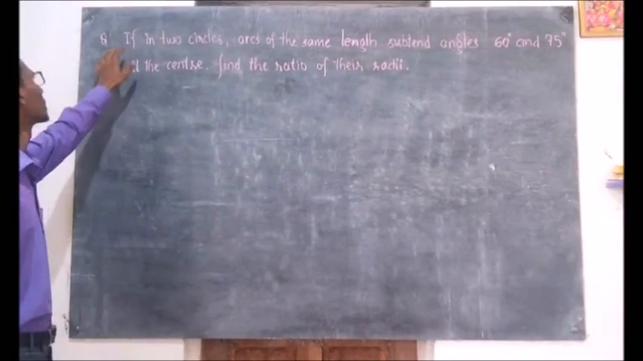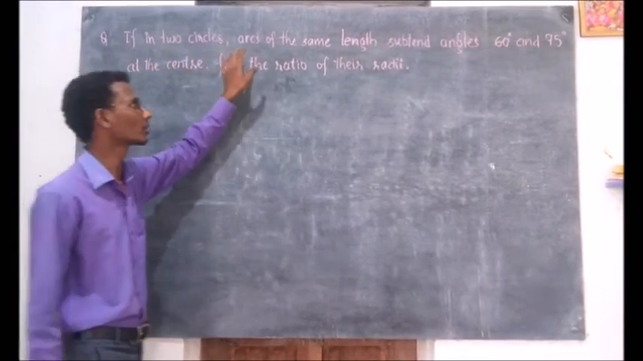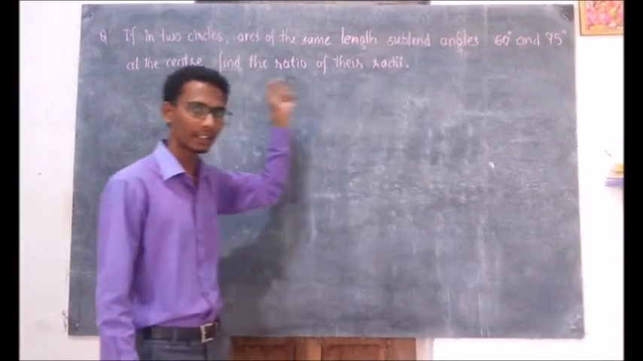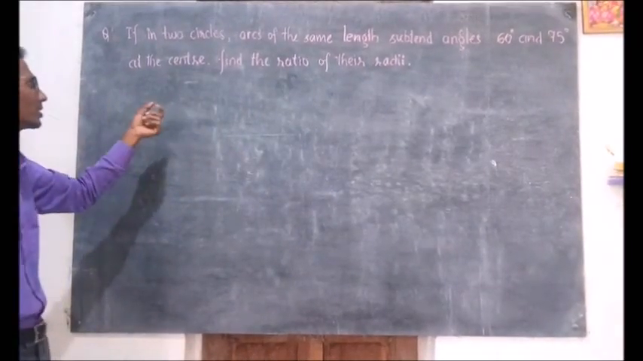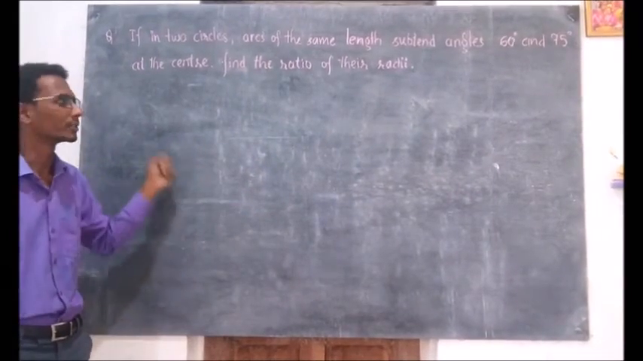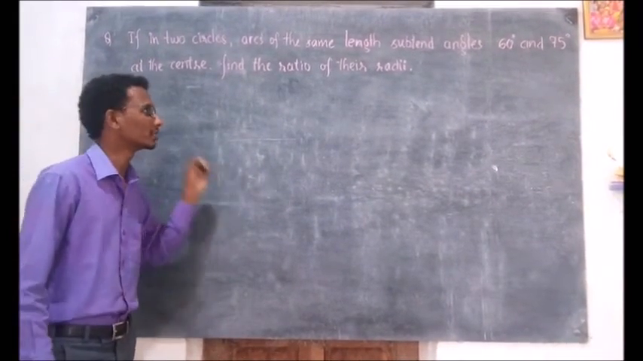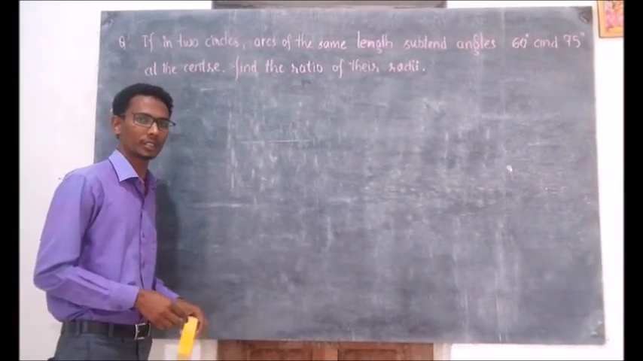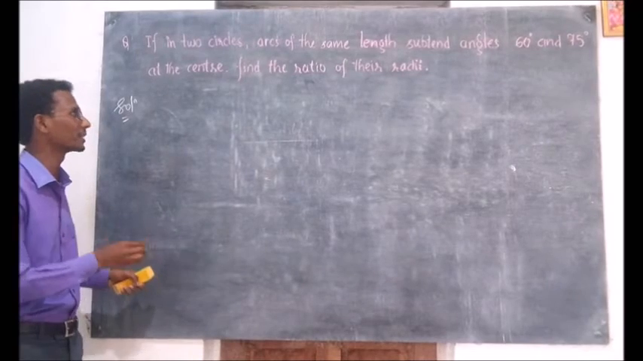Let's look into another type of problem here. Here we have a question. If in two circles, arcs of the same length subtend angles 60 degree and 75 degree at the center, find the ratio of their radii. First of all, it will look a little bit worrying, but it is a very easy problem. First, let's note down what we have in this problem.